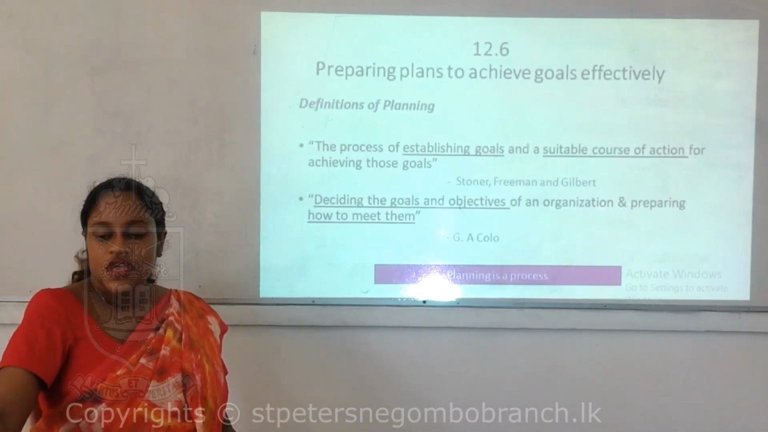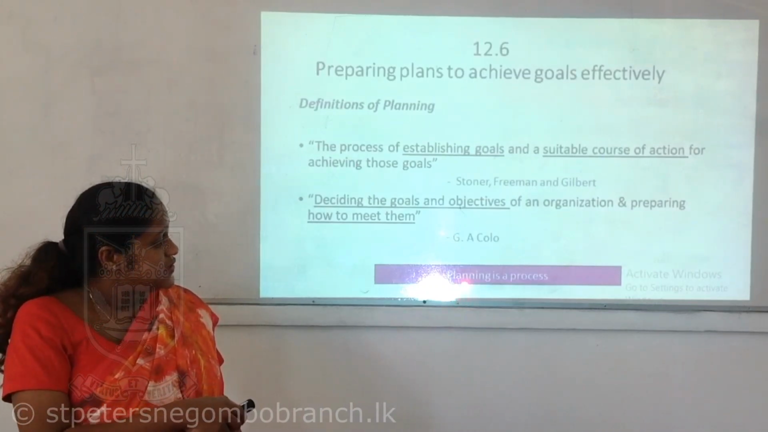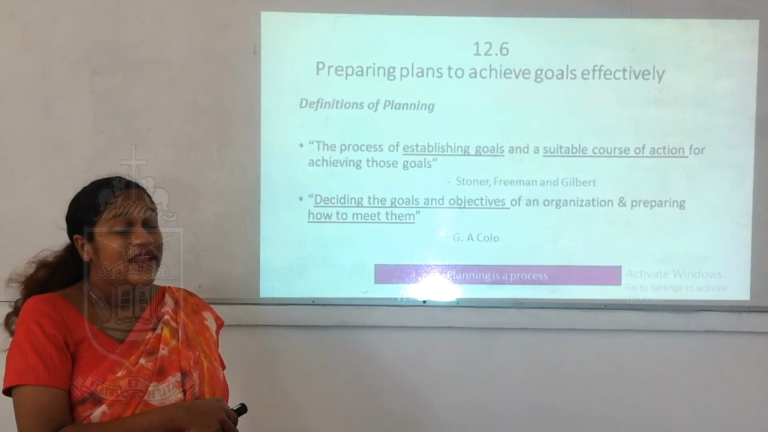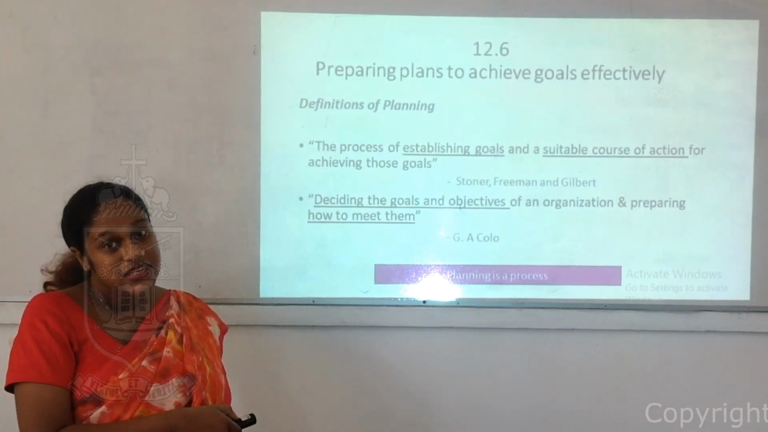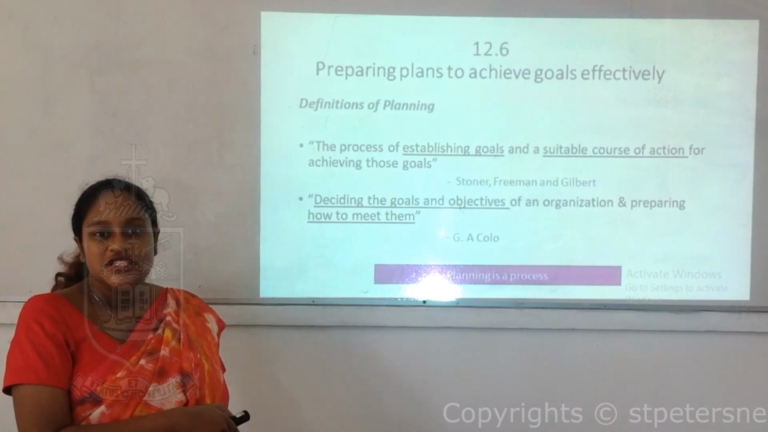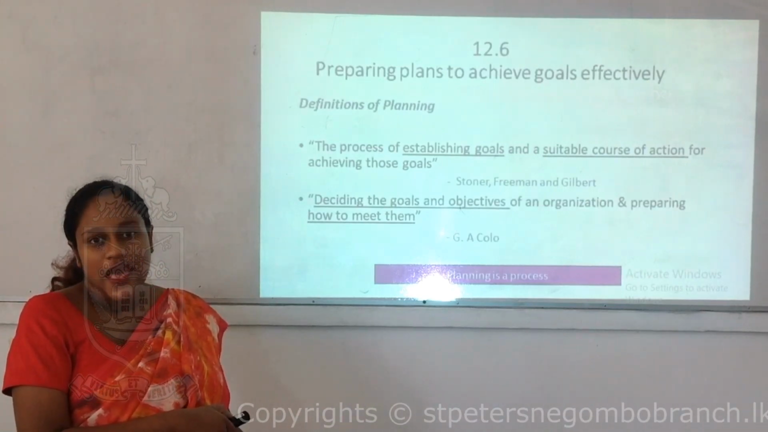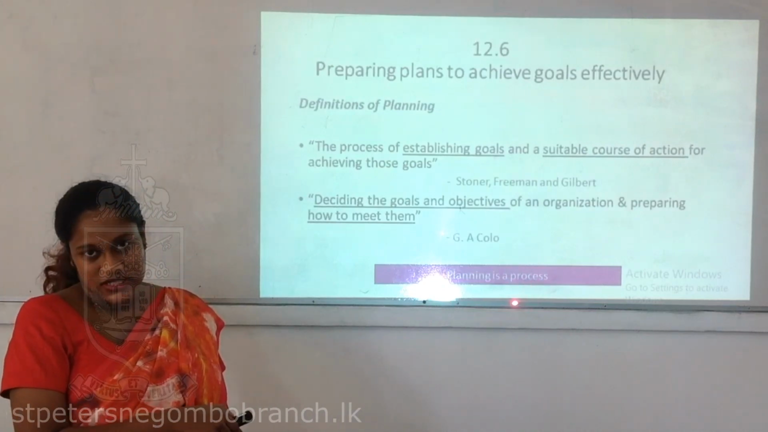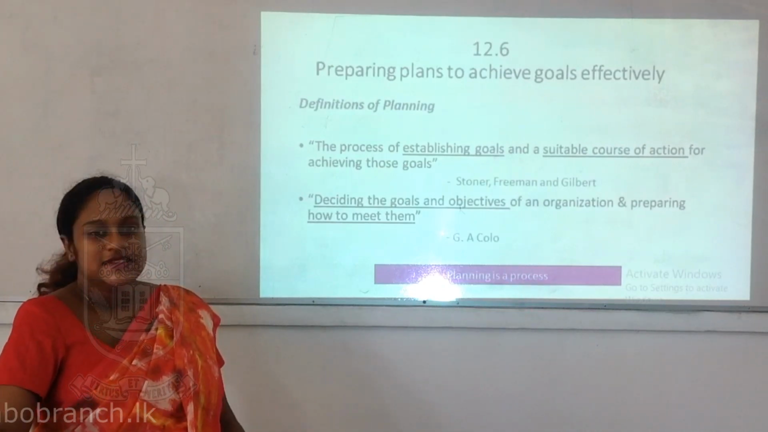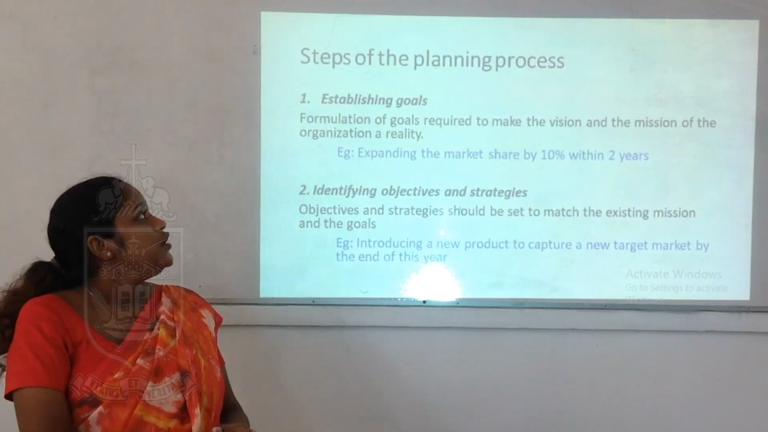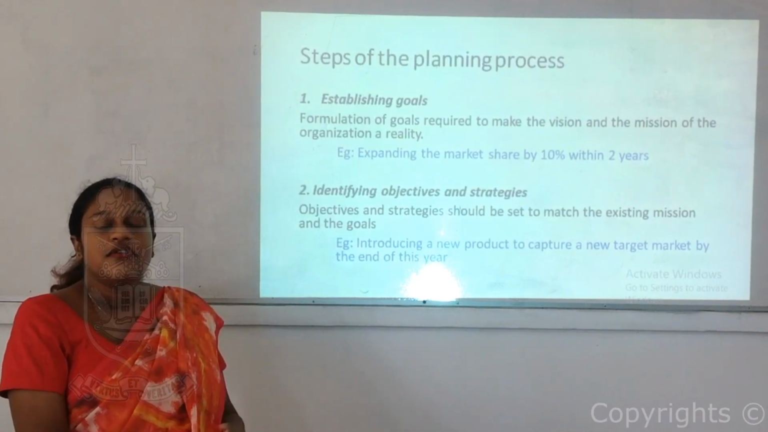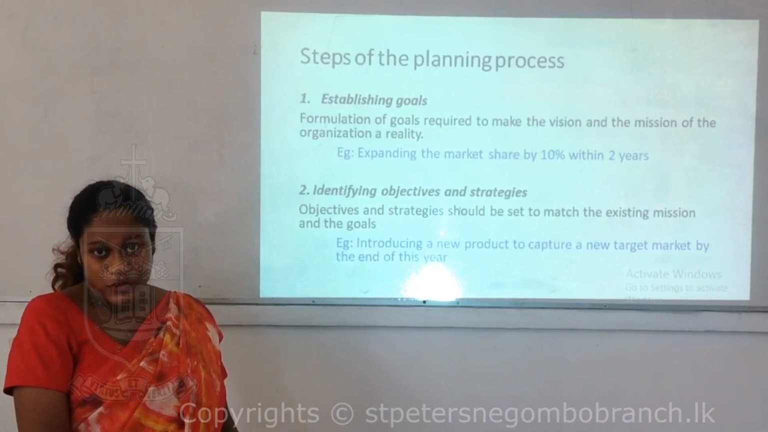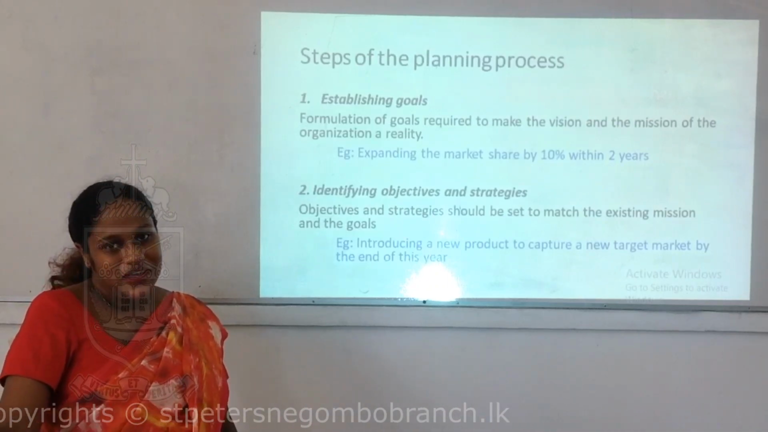Here it says planning is a process. We learned that management is a process initially. Now for the first managerial function, which is planning, we also have to learn that planning is a process. So our next discussion will be about the steps of this planning process. There are 9 steps to this process, so let's learn them one by one.